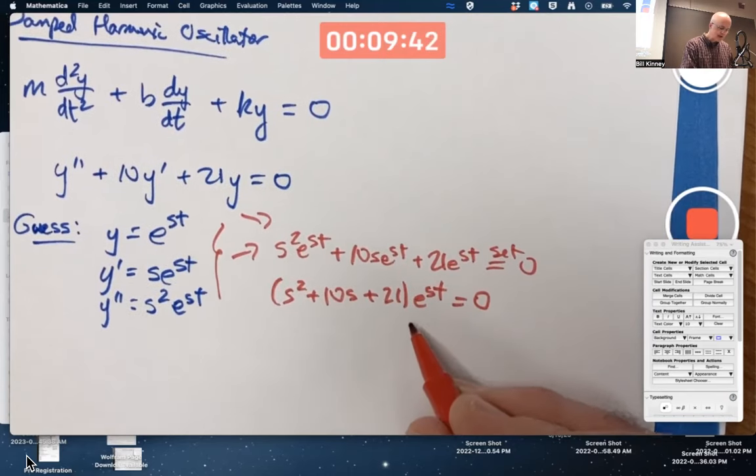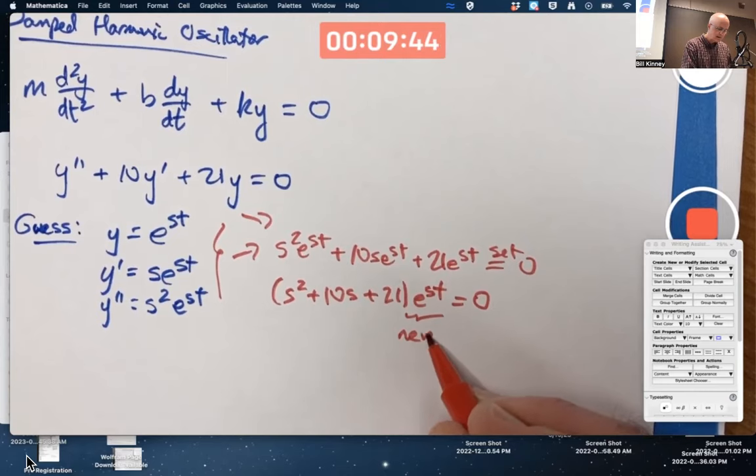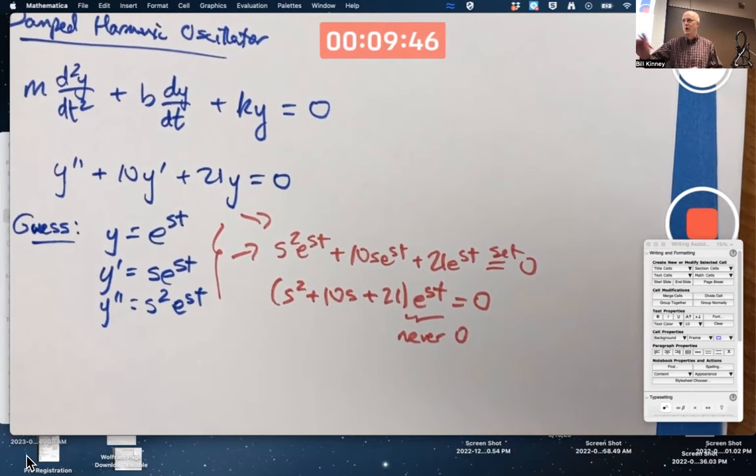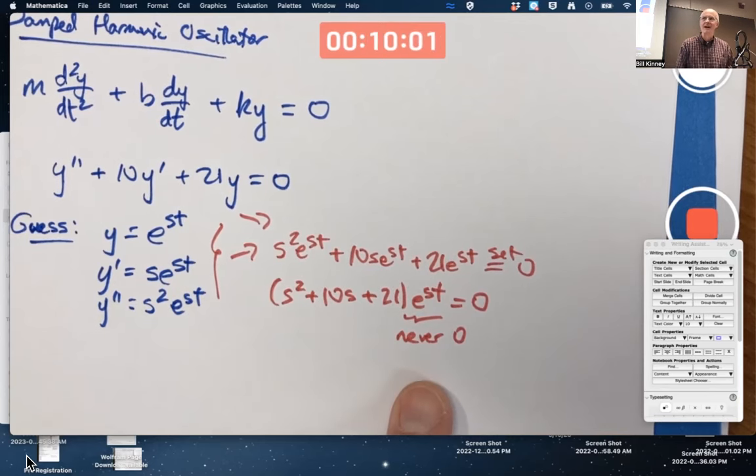e to the st is never 0. Although I joke with you engineers that sometimes engineers say e to the minus infinity is 0, but wait a minute, infinity is not a number. If you had to say e to a power was ever 0, you would say e to the negative infinity is 0. But we're dealing with numbers, not infinity here. So this is never 0.